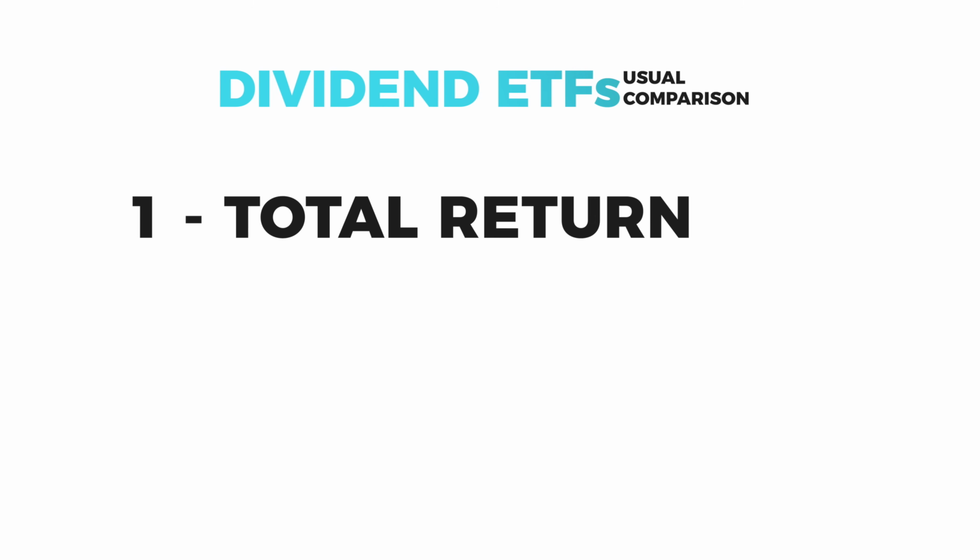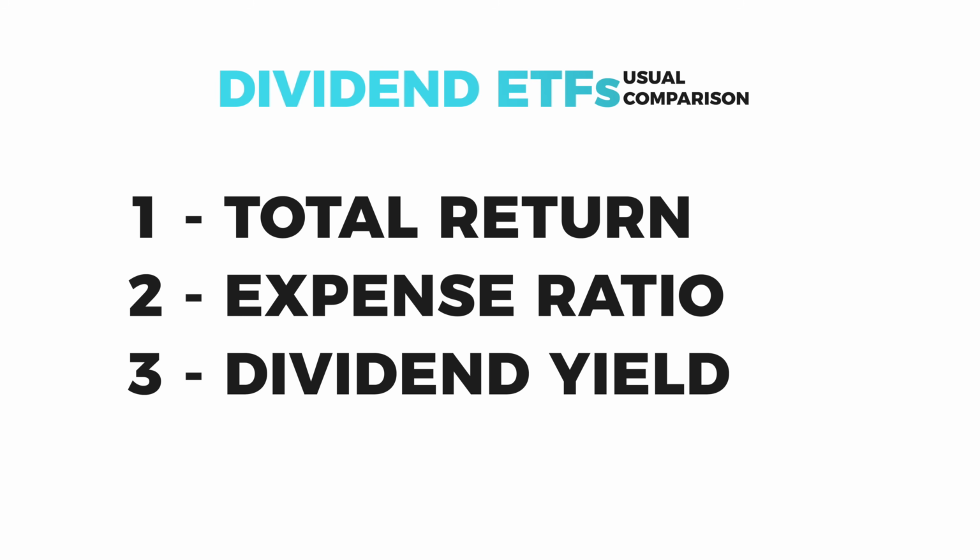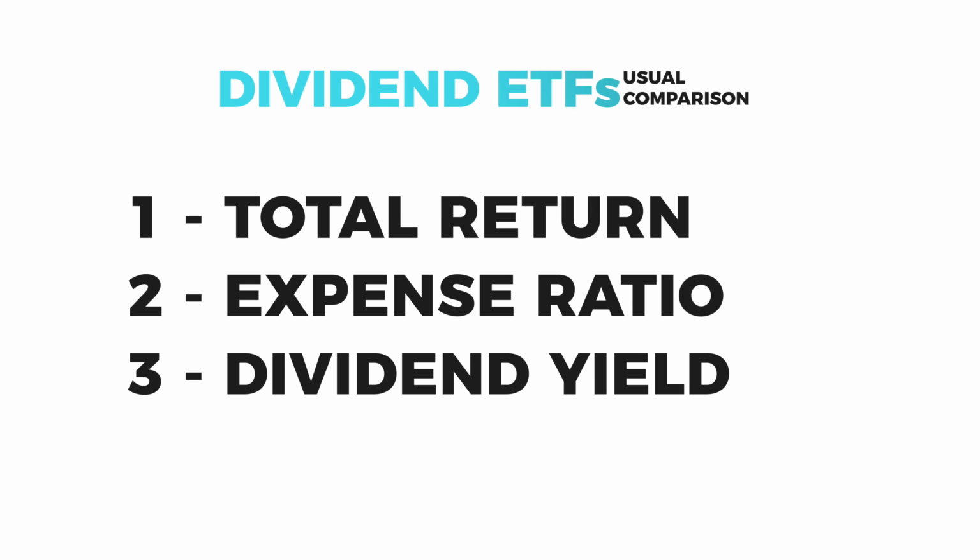Because when people compare dividend ETFs, what do they usually compare, right? They compare, one, the total return, which is absolutely important and understandable. Two, they compare the expense ratio. That's important as well, so that makes sense. But then they compare the dividend yield. And dividend yield is important, especially if you're dependent on that cash now and you want a specific payout or you need a specific payout.